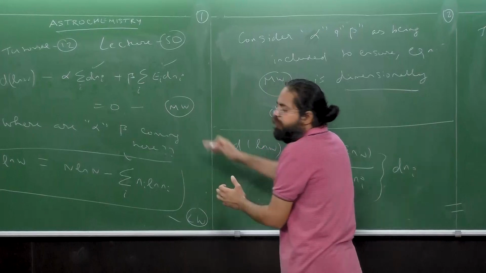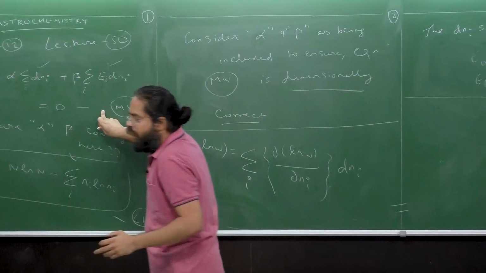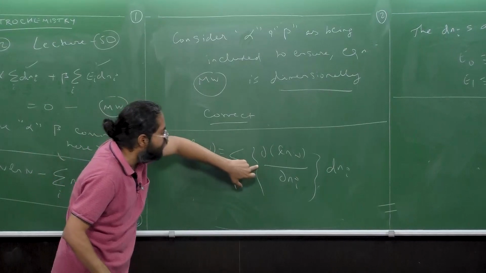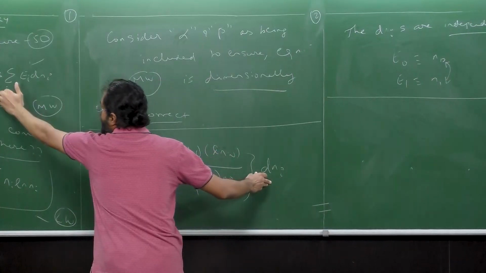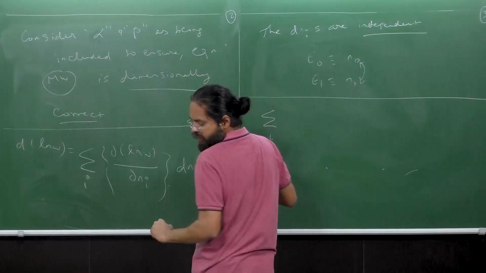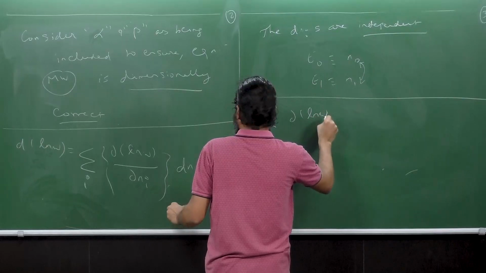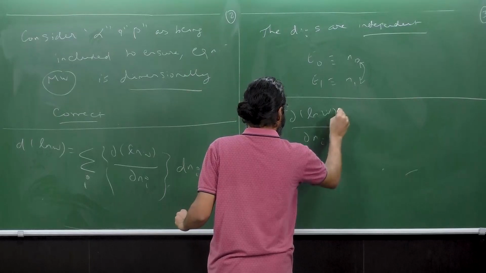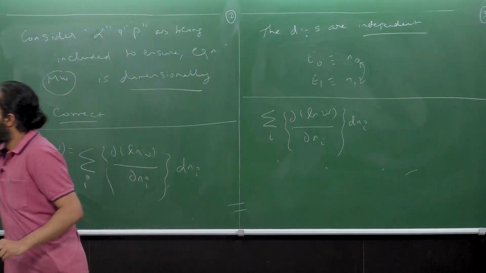Now that we have this expression here, let's try to substitute it in MW, and I will be going back to the other corner of the board for this. So I have this expression MW, and I'm going to use this particular linear approximation, which is based on the idea that the dNi's are independent. I'm going to use it in equation MW to get the following: sigma over i, dou ln W by dou Ni times dNi minus, one more thing.